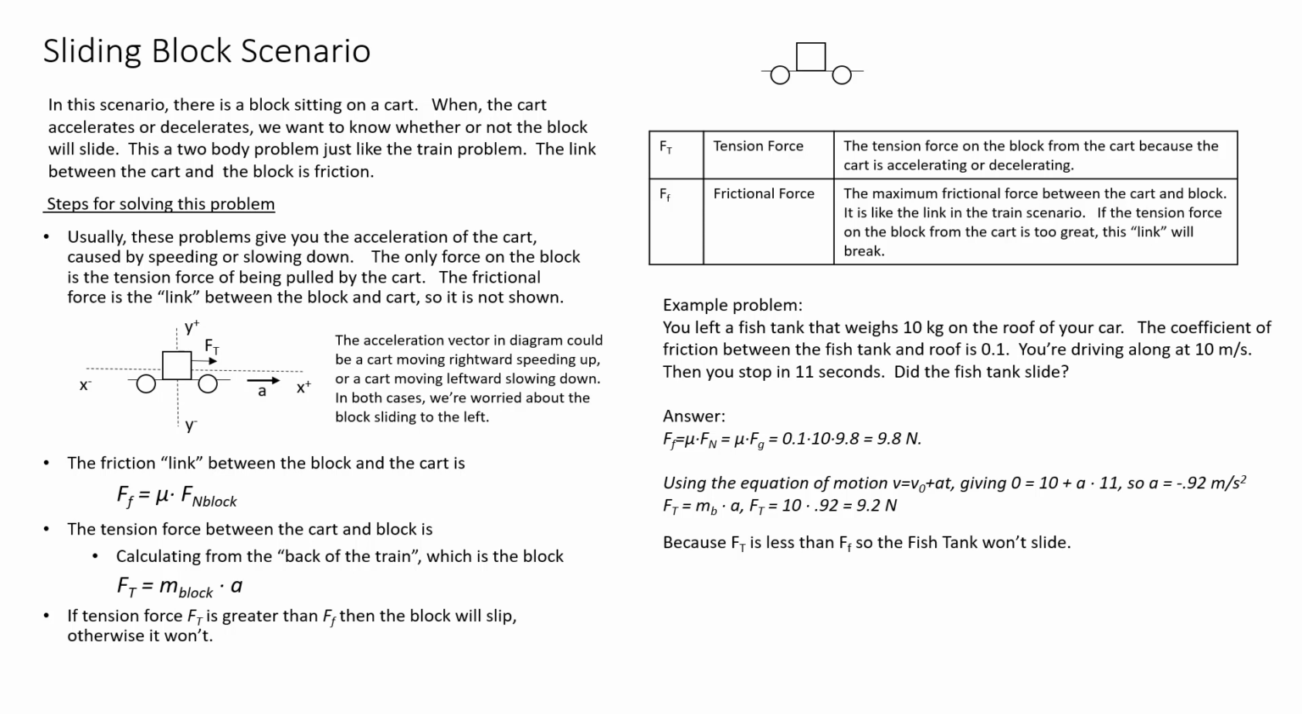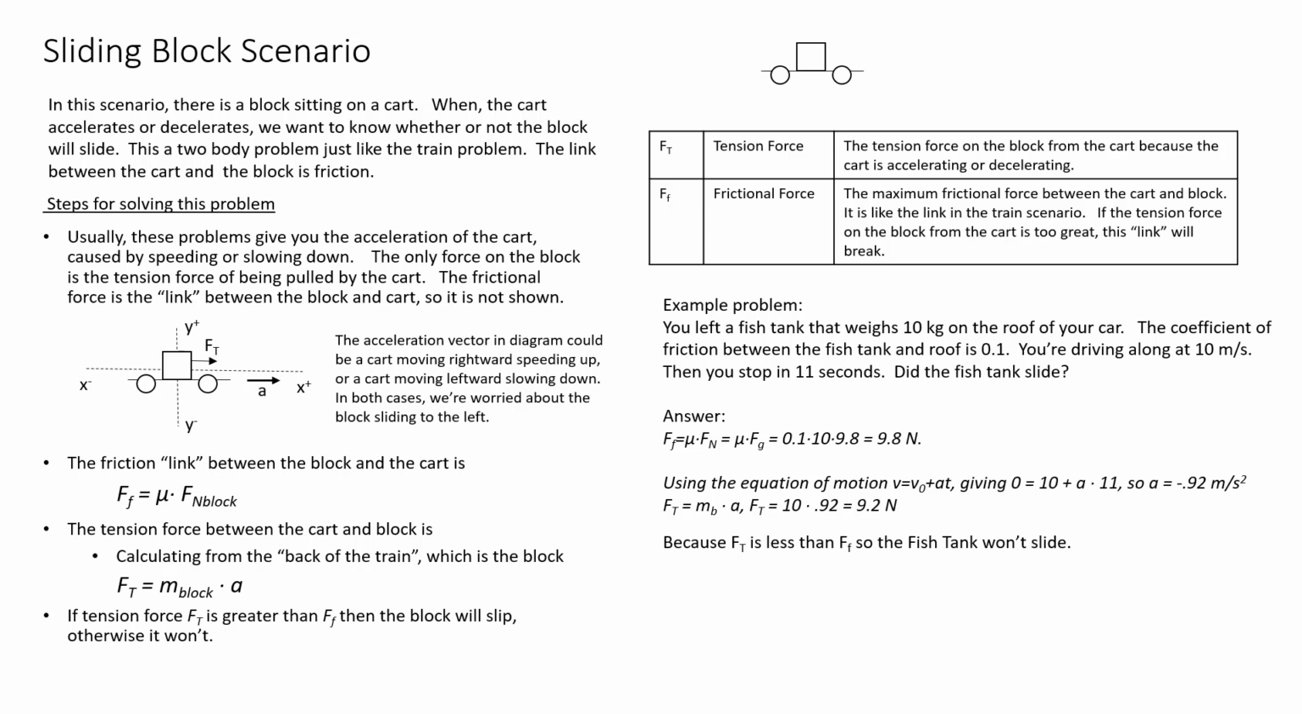Now, the other part of this diagram is that the one force on the block is the tension force of the cart trying to pull the block along. We don't show the frictional force because it's the link between the block and the cart. To calculate this limit, it's mu, the coefficient of friction between the block and the cart, times the normal force of the block. That's the amount of friction there is.